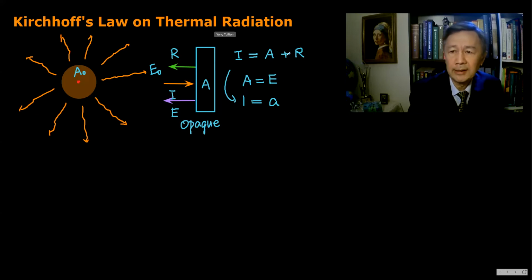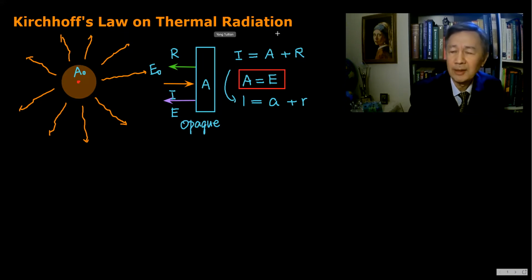And the second term becomes R. Sometimes they use rho, but they represent the same thing. It's called reflectivity, so that is in the percentage form. So if you substitute the Kirchhoff's law, this is the first form of Kirchhoff's law.